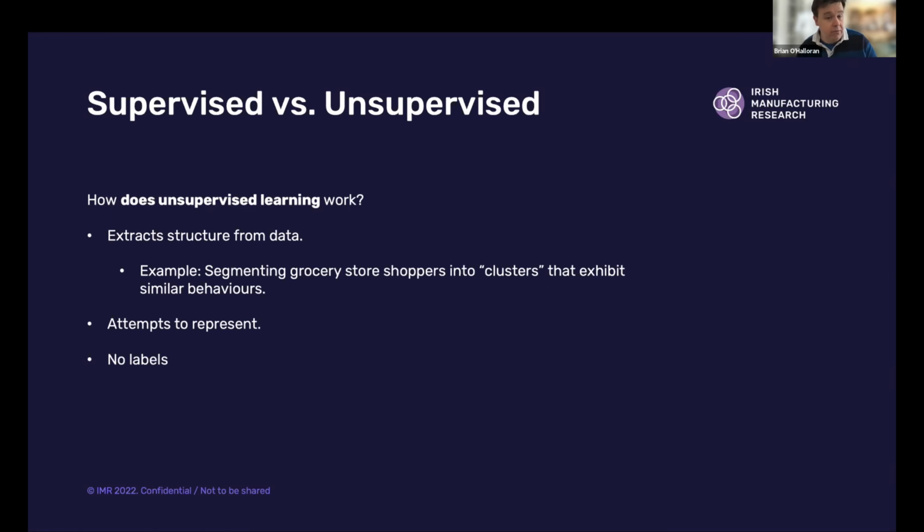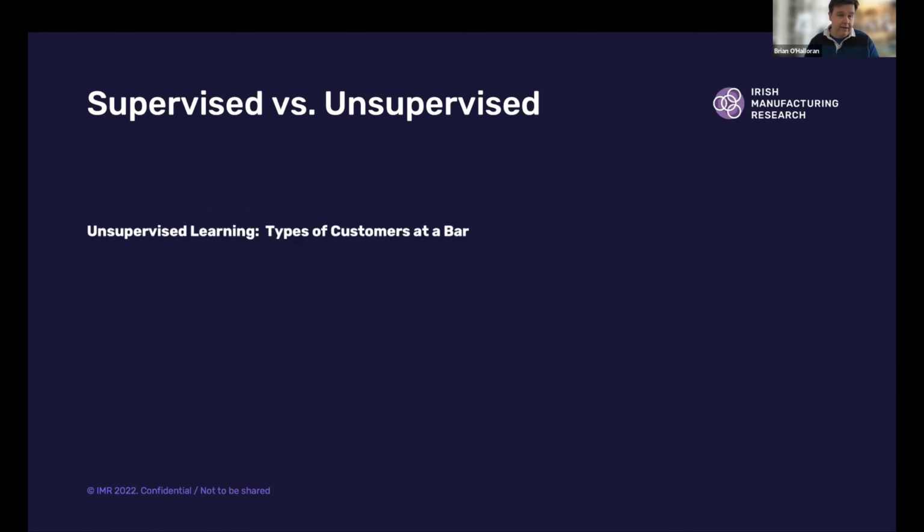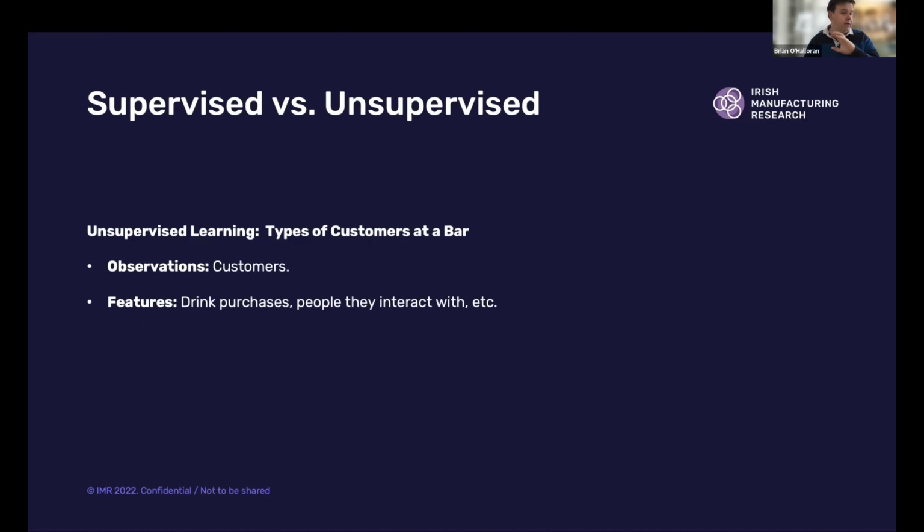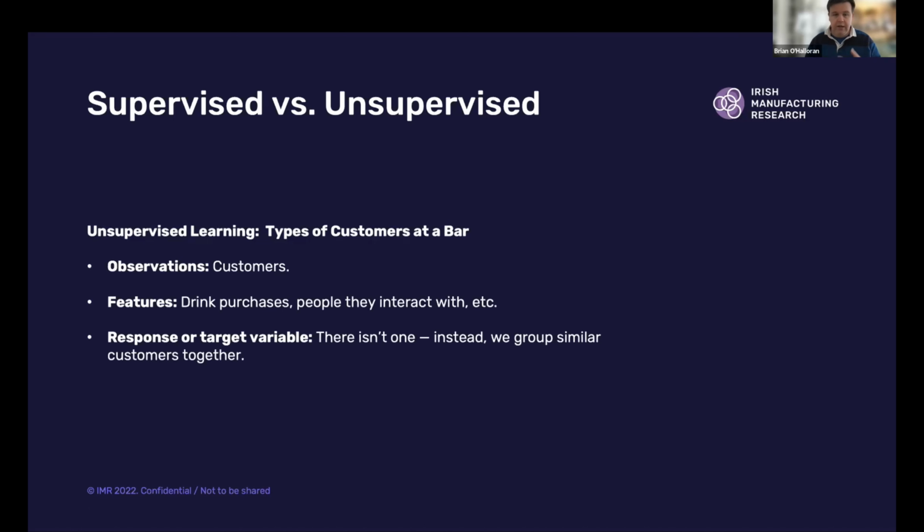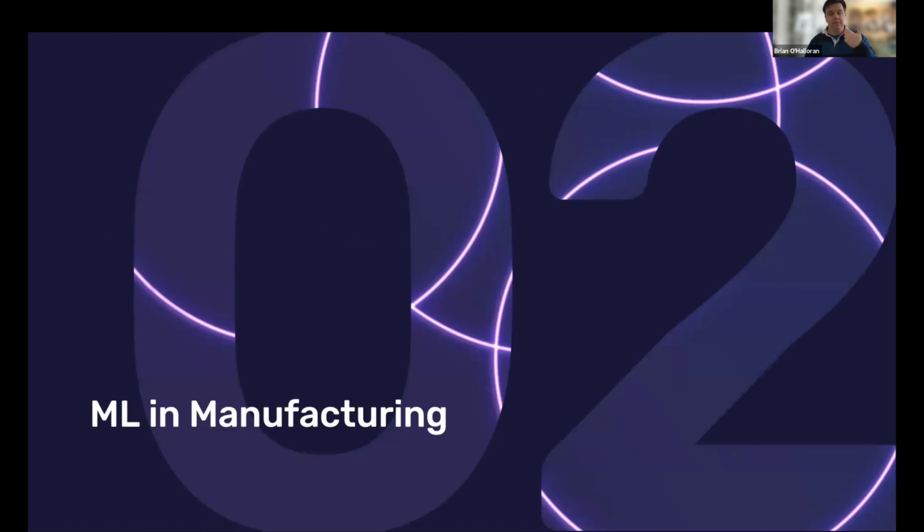An example: if we have grocery store shoppers, we might want to segment them into different groups, into clusters, and we do so by the fact that those clusters have similar behaviors. So again, an example is the type of customers at a bar. Our observations are each of our customers. The features here are what drinks they buy, the people they interact with, and so on. And the response, as we mentioned, there isn't one. Instead, we're trying to group them by the similarities in their behaviors.